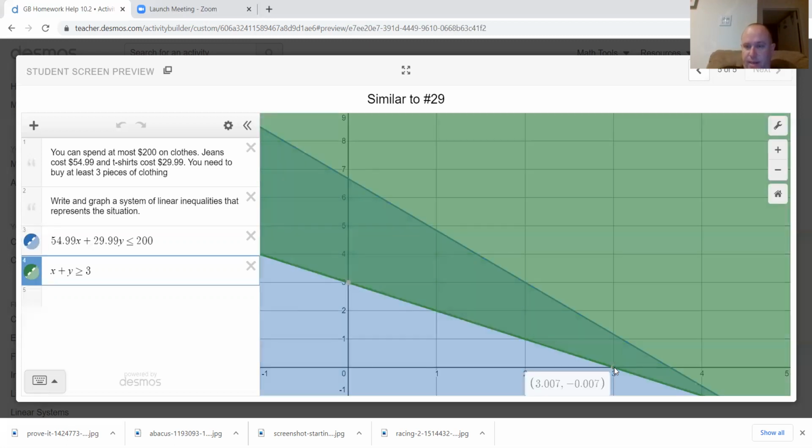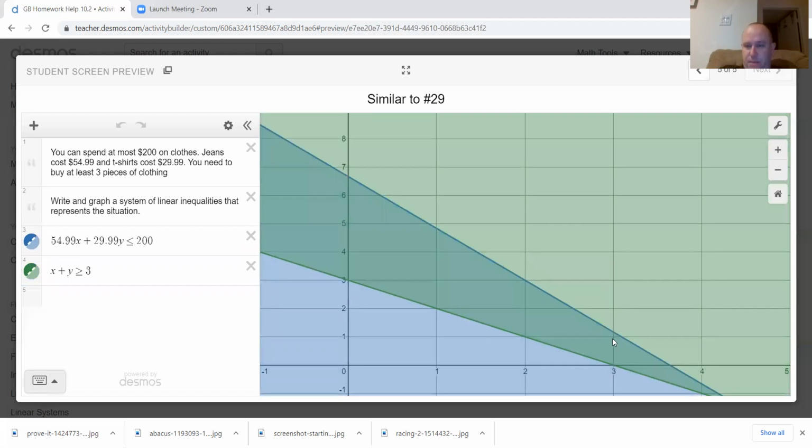And then as we look in here, I can see 3 pairs of jeans and no t-shirts, and 3 pairs of jeans and 1 t-shirt. And we're going to ignore this region because notice these are negative values. And that's the same reason I ignored this as well. You can't buy a negative pair of jeans or a negative number of t-shirts.